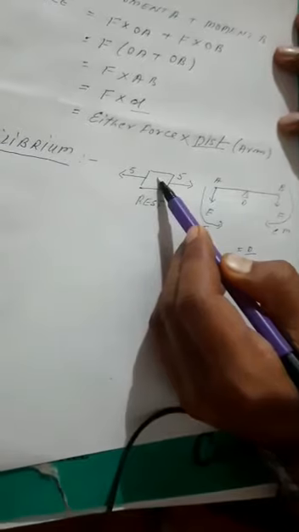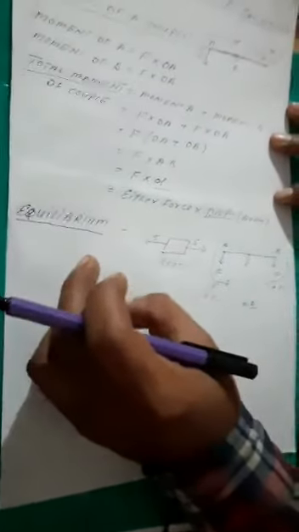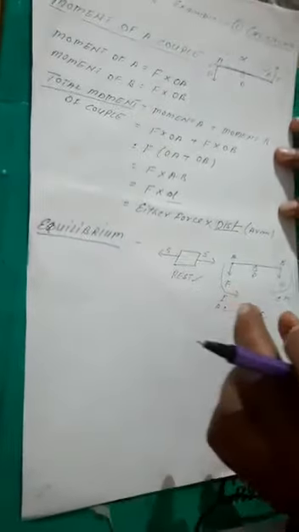So what is equilibrium? Equilibrium is when various forces act on a body and the body remains in its state of rest or of linear motion or of rotational motion, that is known as equilibrium. That is, several forces are acting on the body, but the body is maintaining its rest or its linear motion or its rotational motion. So that is known as equilibrium.